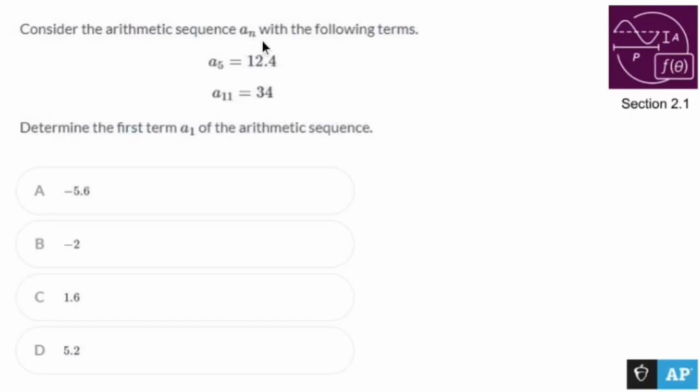Consider the arithmetic sequence A of n with the following terms. You have A sub 5 equals that. You have A sub 11. So the fifth term is 12.4. The 11th term is 34.